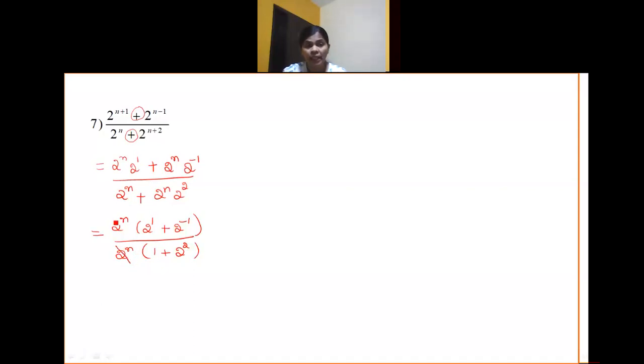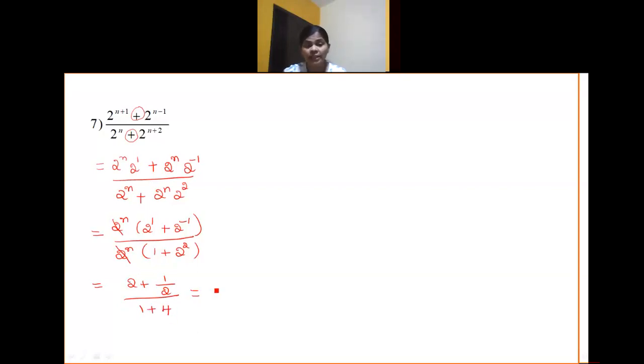Here 2 to the power n, 2 to the power n cancels. That would be 2 plus 2 to the power minus 1, negative power. I can write it as 1 by 2, that is nothing but taking the reciprocal of the base. So all divided by 1 plus 2 square is 4.